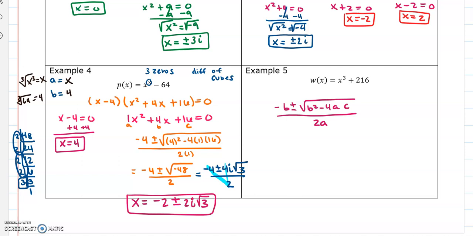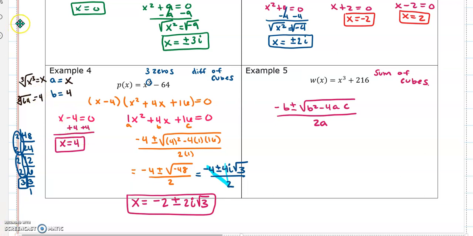All right, example 5 is very similar, except instead of difference of cubes, we have a sum of cubes. So this one is a sum of cubes. Go ahead and try that one and make sure you look over the notes again if you need.